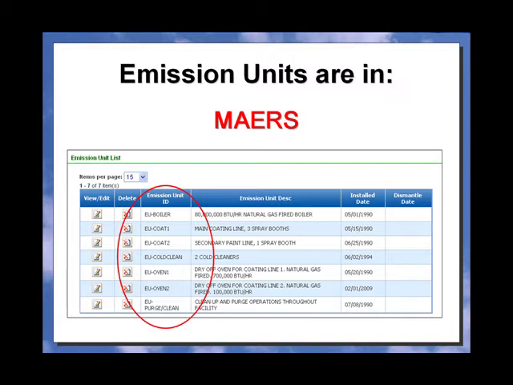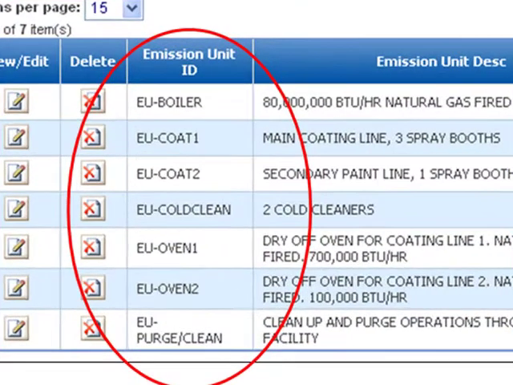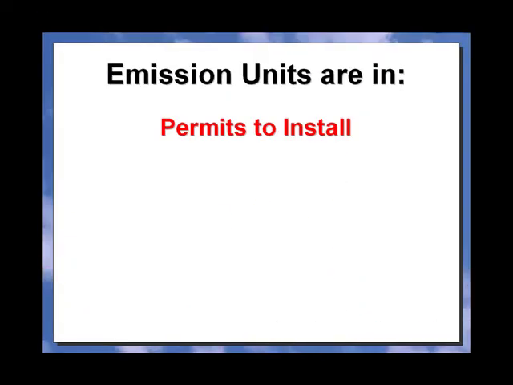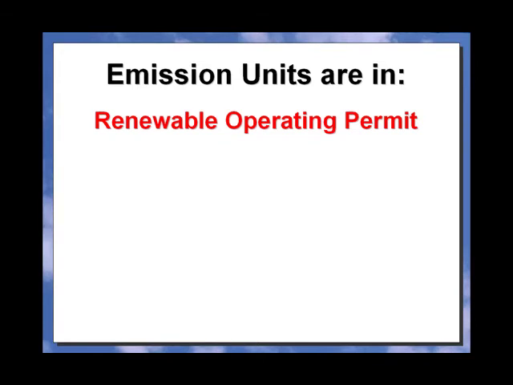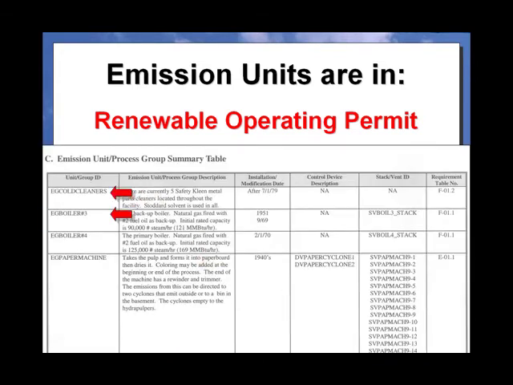You want to make sure that the emission unit IDs that you use match the emission unit IDs that are in your permit. Emission units are also identified in any permits to install that may have been issued to you by the Air Quality Division. Emission units also may appear in your renewable operating permit, if you have one.